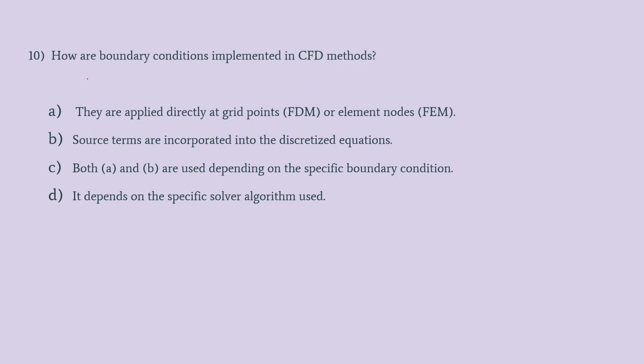So next question: how are boundary conditions implemented in CFD methods? The question is on boundary conditions. Options are: option A, they are applied directly at the grid points in FDM or element nodes in FEM, that is finite element method. Option B, source terms are incorporated into discretized equations. Option C, both A and B are used depending on the specific boundary condition. Option D, it depends on the specific solver algorithm used. You can try to answer the question.